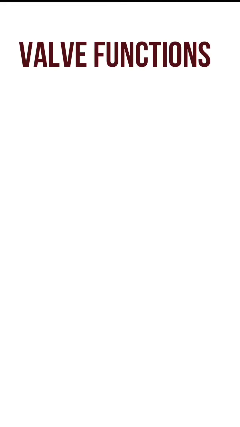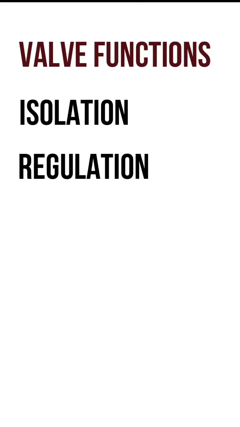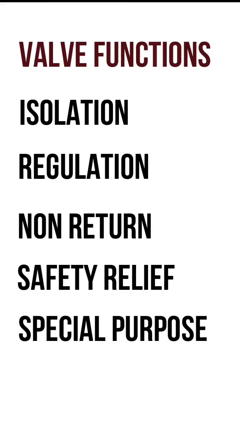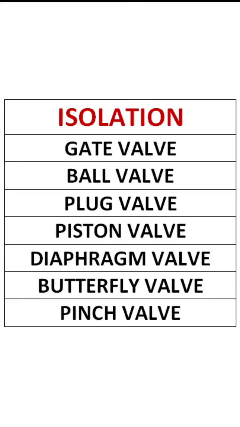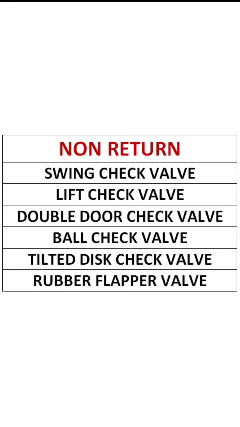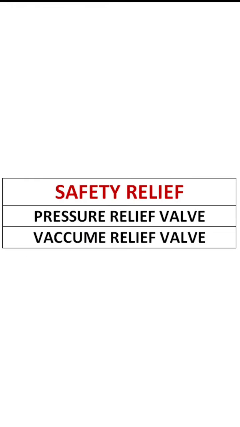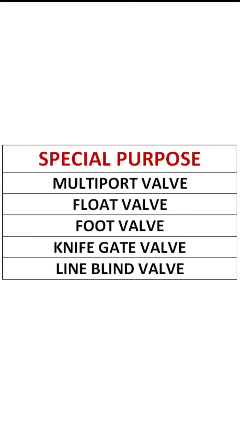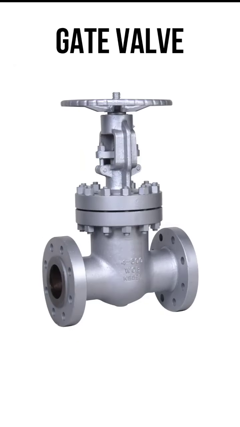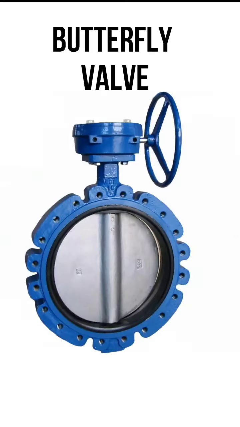In the piping system, valves are installed for the following functions: isolation, regulation, non-return, safety relief, and special purpose. In this picture, you can see the different types of valves used based on their functions. There are various types of valves used in piping industries, like gate, globe, check, butterfly valve, etc.